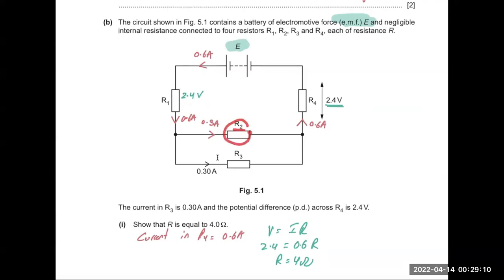This here, R2, has half the current, but the same resistance. So this should be 1.2 volts. They're in parallel, they'll have the same potential difference. So in a closed loop, EMF is equal to potential drops. That is what Kirchhoff's voltage law says.